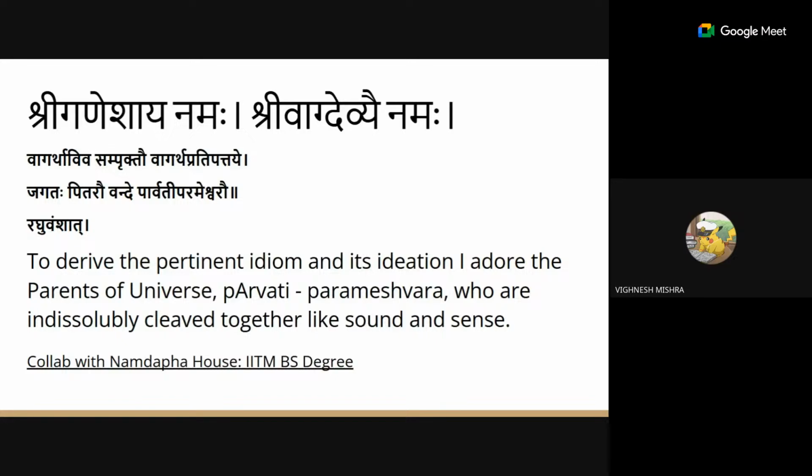This is from the Raghuvangsha, and what it means is to derive the pertinent idiom and its ideation. I adore the parents of the universe, Parvati and Parameshwara, who are indissolubly cleaved together like sound and sense. With this, we move forward to the next slide.